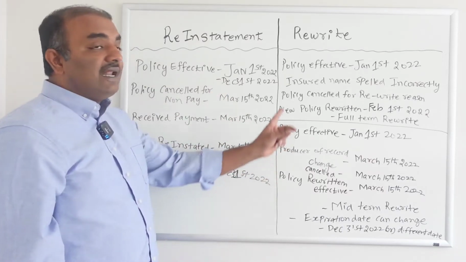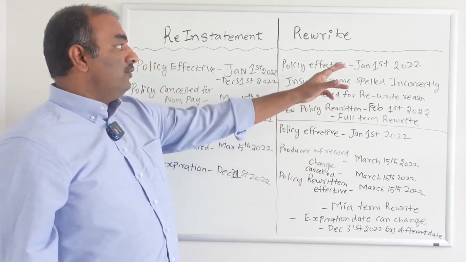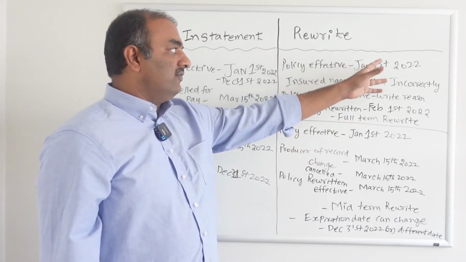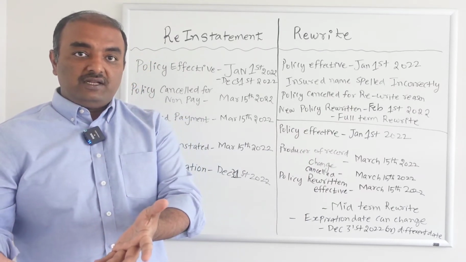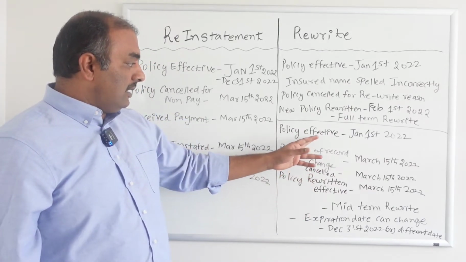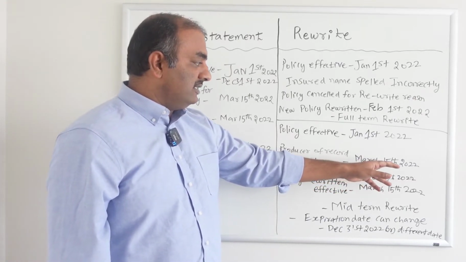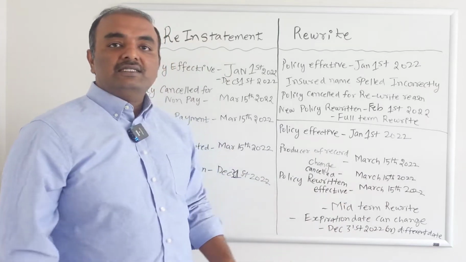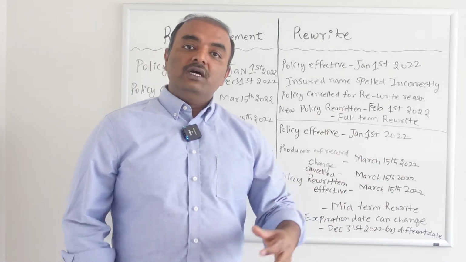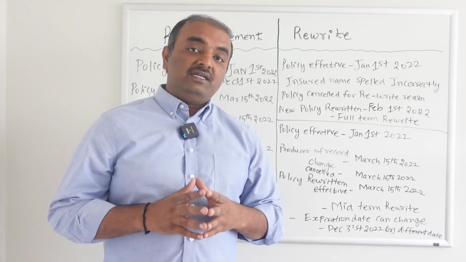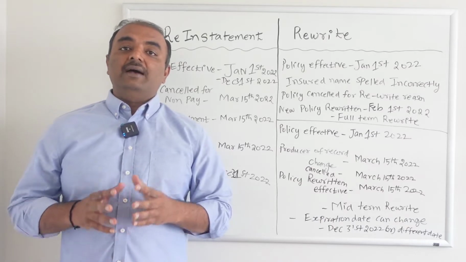Whereas in the rewrite, you can have a lapse in coverage. In this case, if you have a policy which is say January 1st, you can change your date and have your effective date in a different scenario. Similarly, in this example, if you have a policy where you cancelled it as of March 15th, 2022, you can always start a new rewritten term as of April 15th, 2022. So there can be a lapse in coverage when it comes to rewrite. When it comes to reinstatement, there can never be a lapse in coverage.